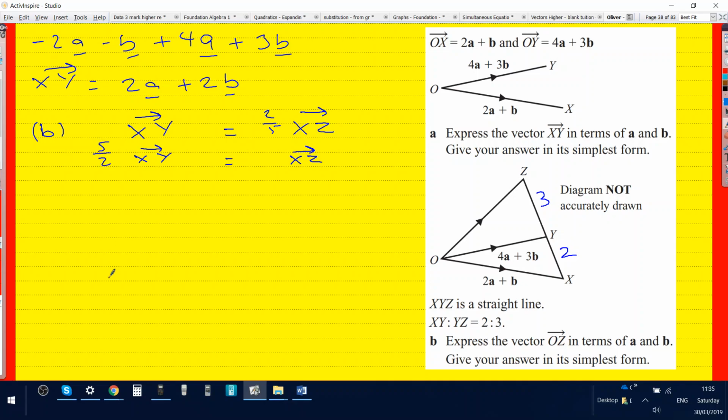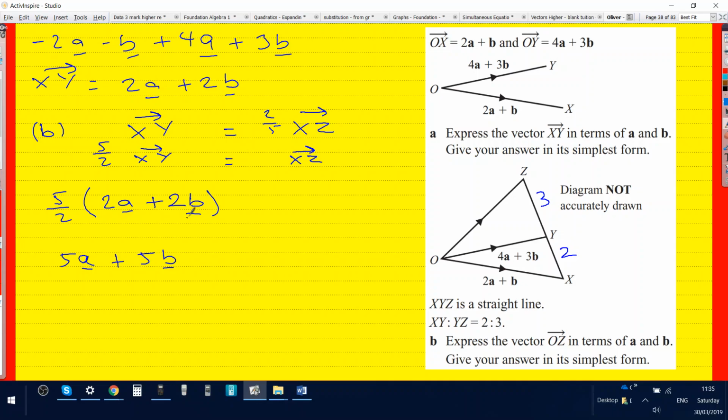Okay, let's do it. 5/2 of 2a, so you get 5/2 bracket 2a plus 2b. So you get 10/2 a. What is 10 divided by 2? 5. So you get 5a, 5b.